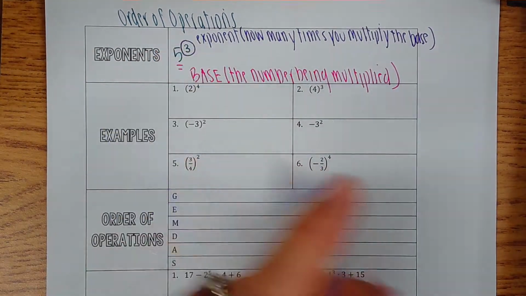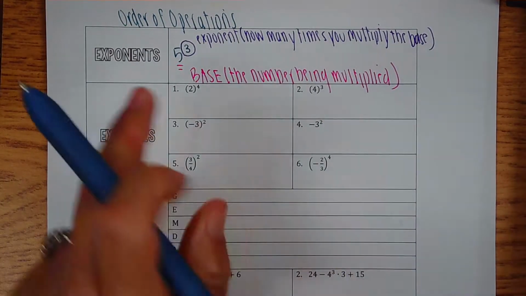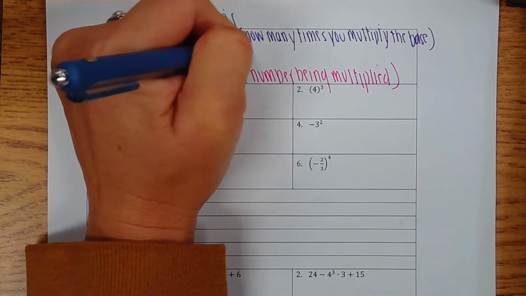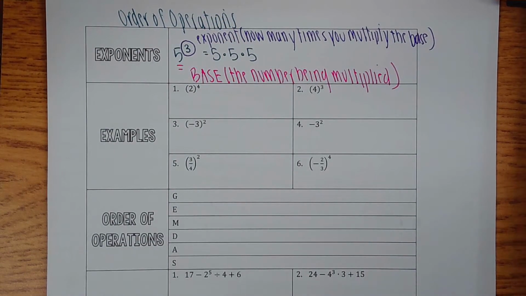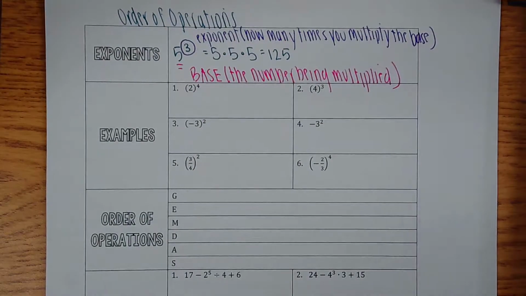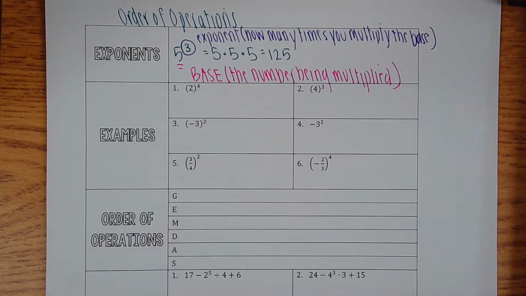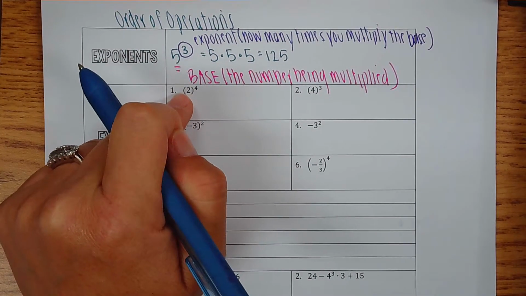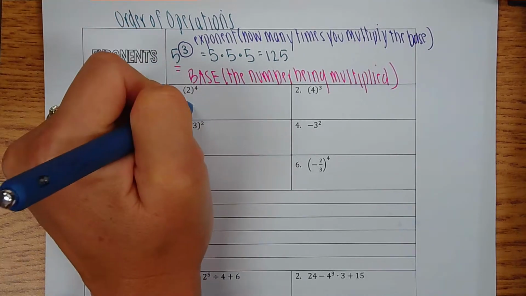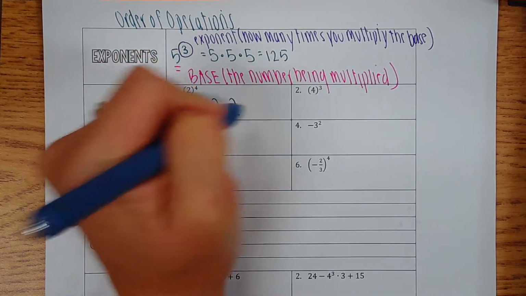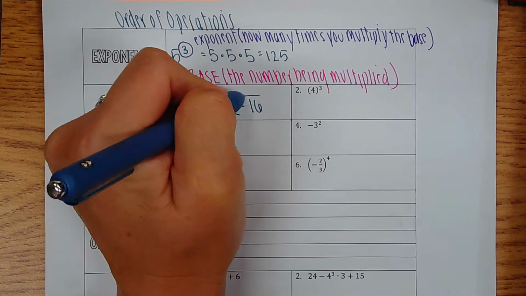Okay, so since this says 3, basically what I'm going to do is take that 5 and that 3, and I'm going to go 5 times 5 times 5, which is 5 to the third power. And you can use your calculators if you like, which would be 125. Okay, so let's do some of the examples here. This is 2 to the fourth. So that means I'm going to take my base number 2, and multiply it by itself 4 times. And when I do that, I'll get 16.